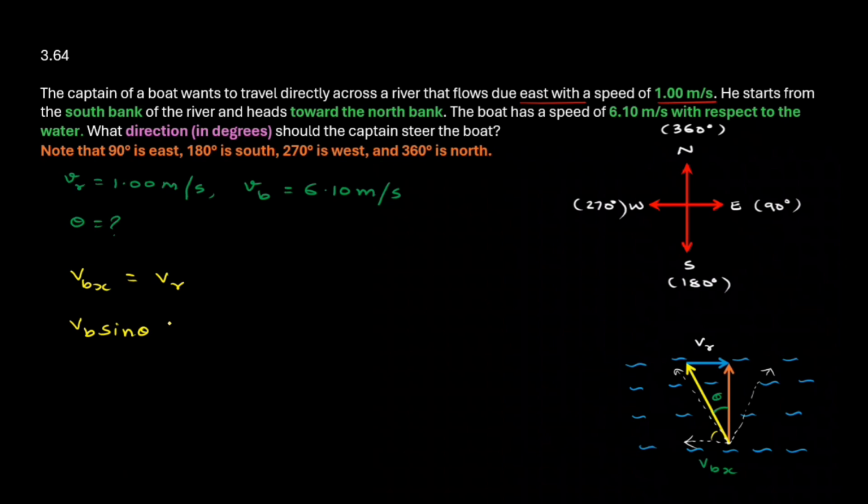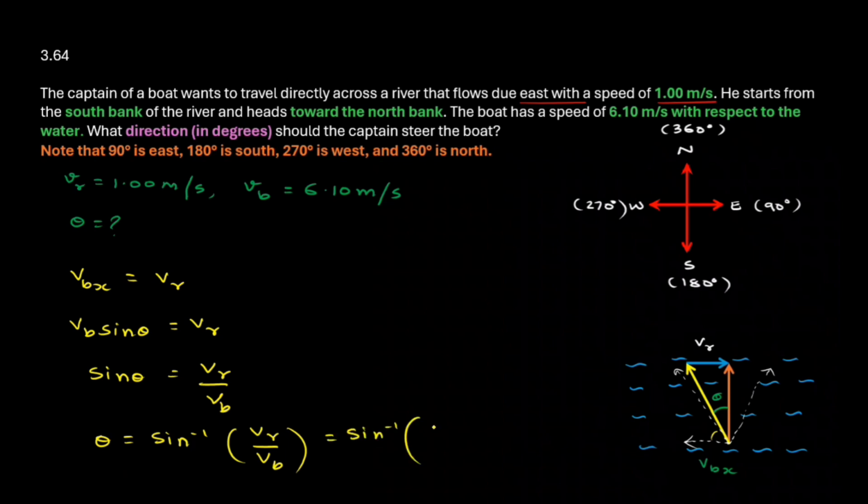So we write vb sine theta equal to the velocity of river. We need to find the angle theta, so we will divide by the velocity of boat on both sides. So we get sine theta equals VR over VB. We can find the angle theta by taking sine inverse of this. So sine inverse of velocity of river over velocity of boat. That gives me sine inverse of 1 over 6.10. That gives you the angle as 9.43 degrees. So the captain must steer his boat at an angle of 9.4 degrees west of north.